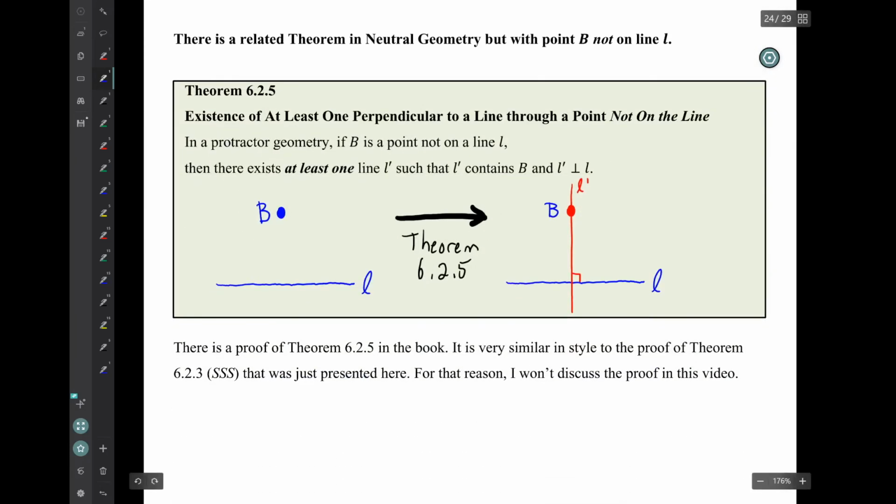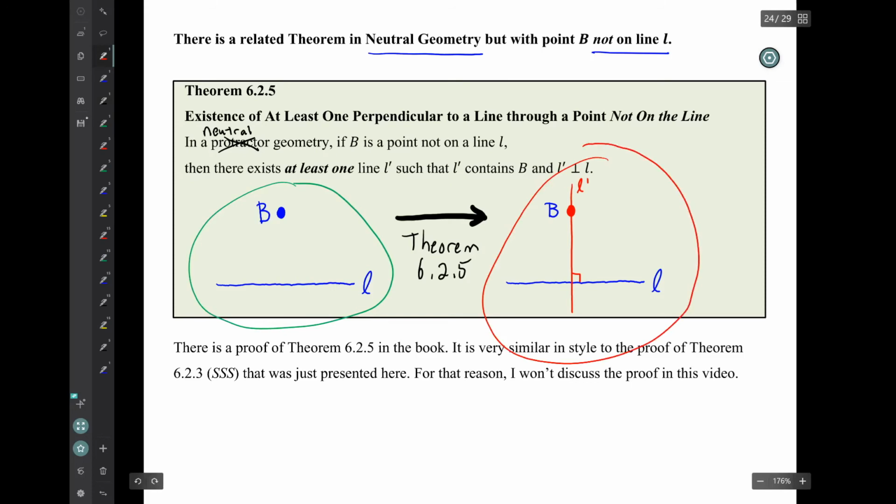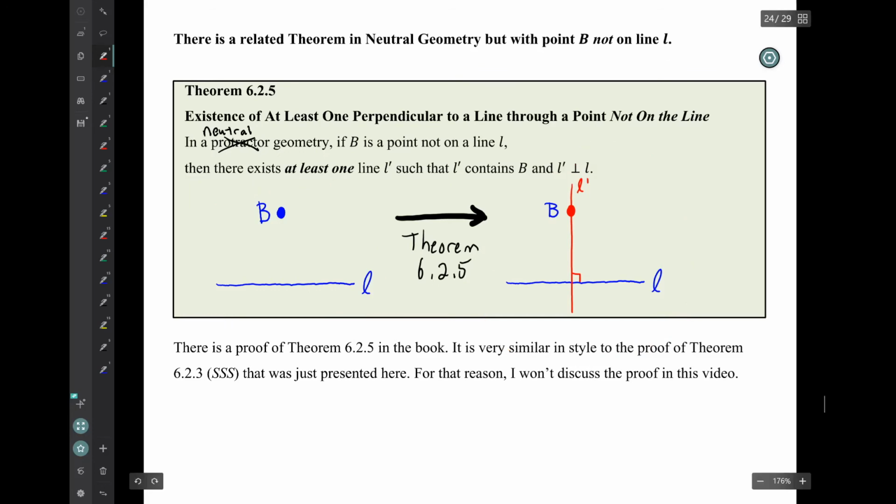There's a related theorem in neutral geometry with point B not on line L. That's this, theorem 6.2.5. Now here there's a typo. This should say in a neutral geometry. In a neutral geometry, if B is a point not on line L, then there exists at least one line L prime such that L prime contains B and L prime is perpendicular to L. There's a proof of this theorem in the book. It's very similar in style to the proof of theorem 6.2.3 that was just presented. So for that reason, I won't discuss the proof of this theorem in the video.